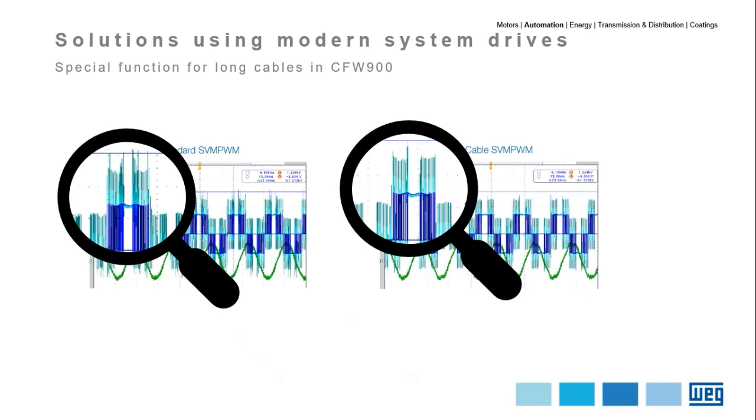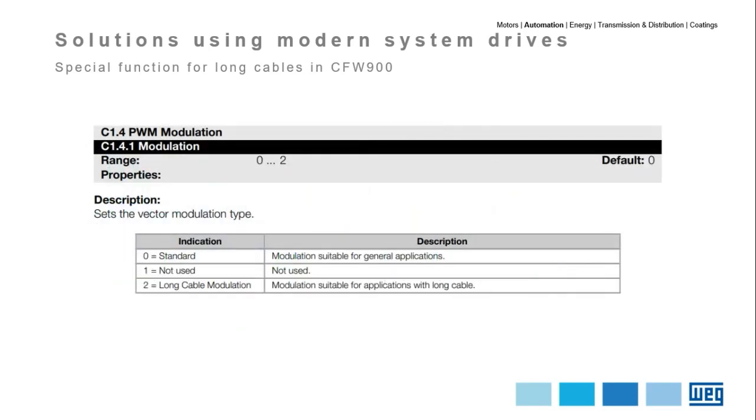Note that in the image on the left, there are several voltage peaks at the motor's terminals. These voltage spikes are a normal result of the modulation process, but their overshoots are increased as the pulse is thinner. In other words, when the duty cycle of the IGBTs is shorter. Now, the image on the right. When the modulation function with long cables is enabled, with exactly the same cable distance, the same motor and VSD, the voltage peaks have been reduced.